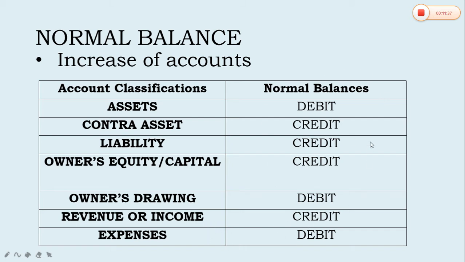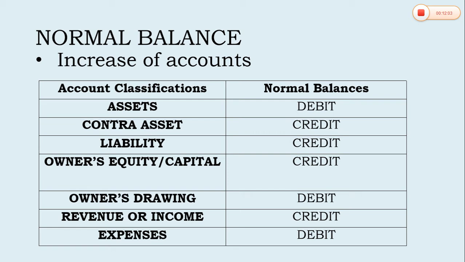Now, what is meant by normal balances? When you say normal balance, it is what happens to an account title when it increases. For example, if the cash of the business increases, therefore you have to debit that one. If the cash of the business decreases, the opposite, credit. The normal balance of cash is debit. If it decreases, then that's the time that you are going to credit cash.